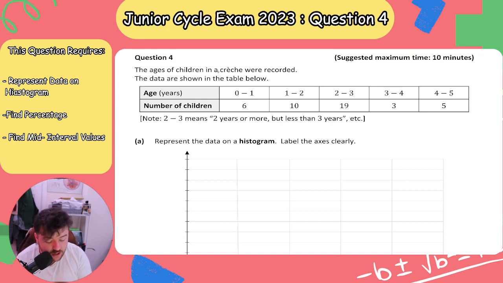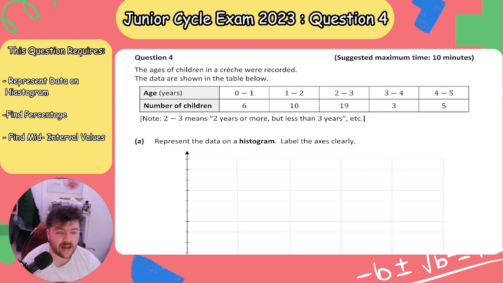So the ages of children in a creche were recorded. The data are shown in the table below. This data is just telling us the ages of the children and how many there are. So we have 6 children between the ages of 0 and 1, 10 between 1 and 2, 19 between 2 and 3, 3 between 3 and 4, and we have 5 between the ages of 4 and 5.